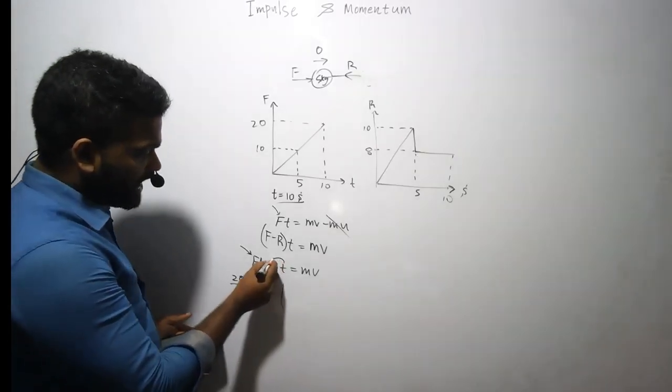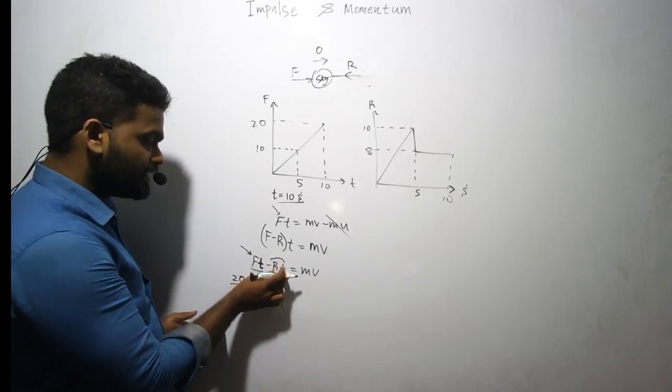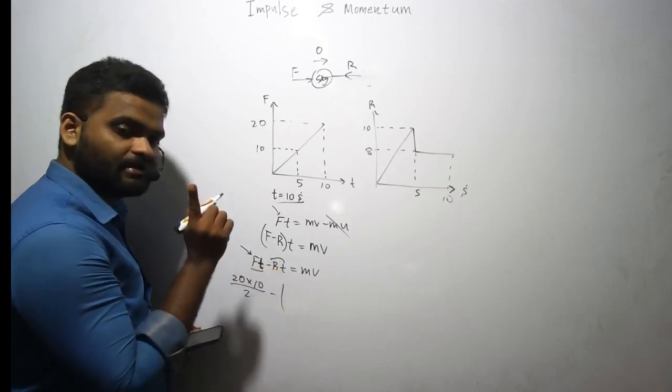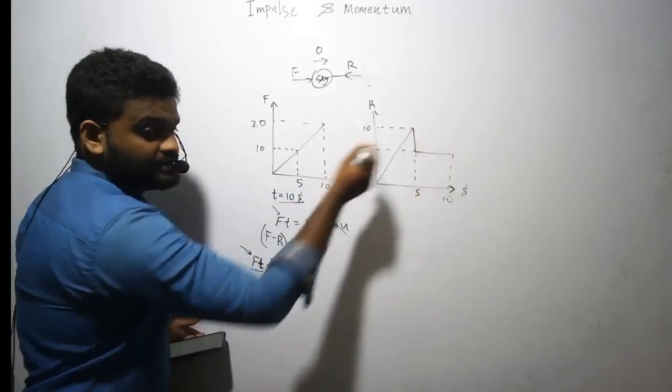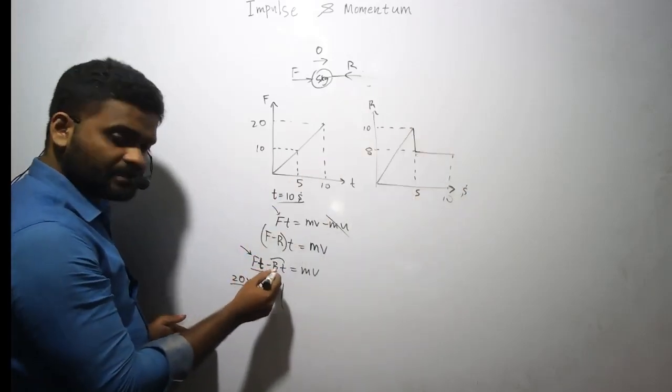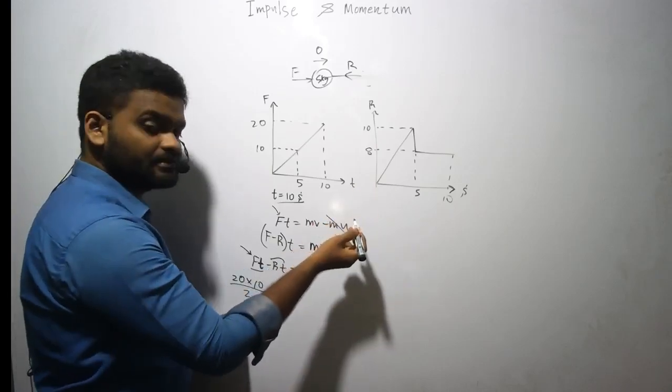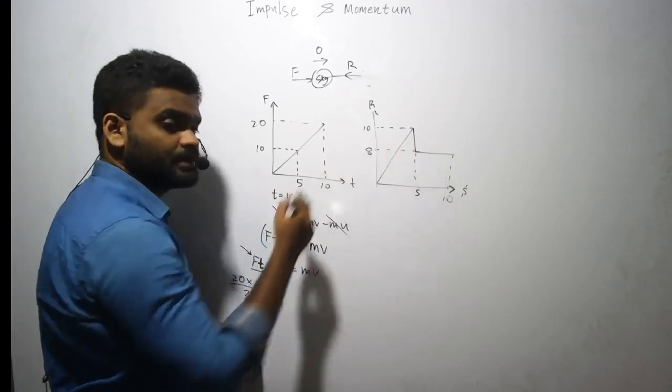Then to find RT, actually this R is varying, right? The R does not have one value. It is varying according to this. So to find RT, you need to integrate. Another way is to get the area of the graph.